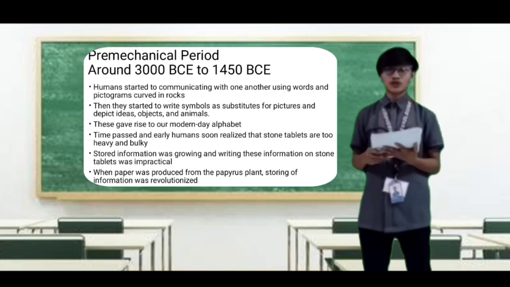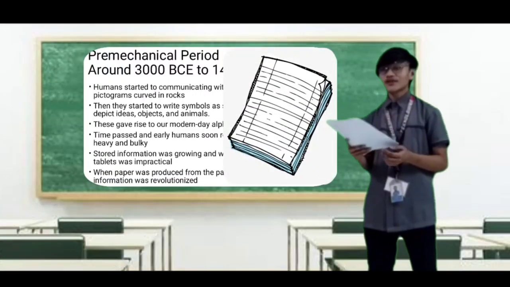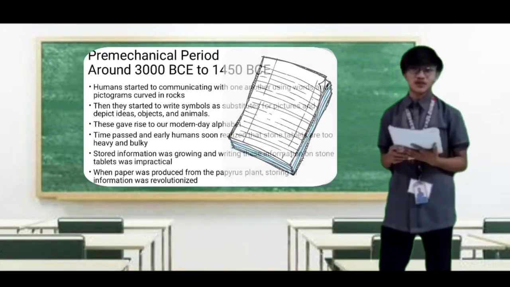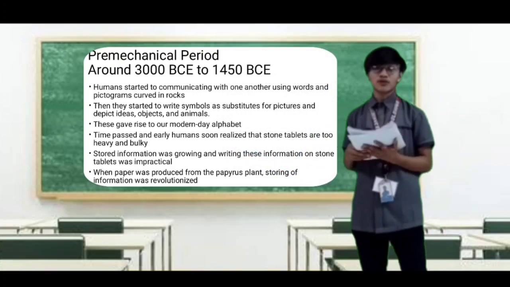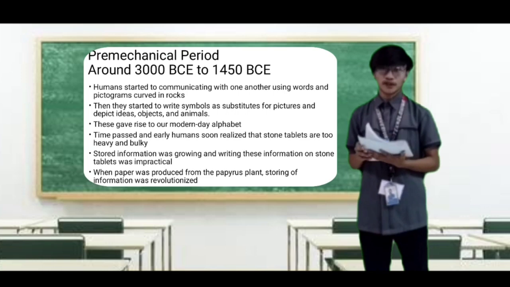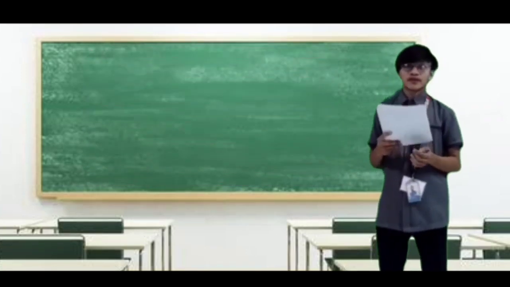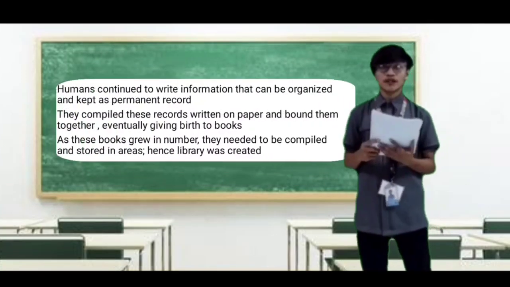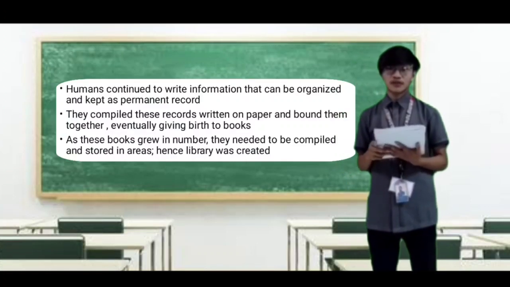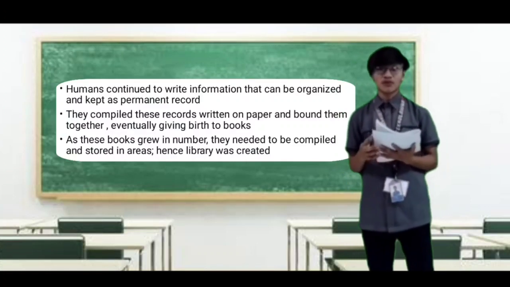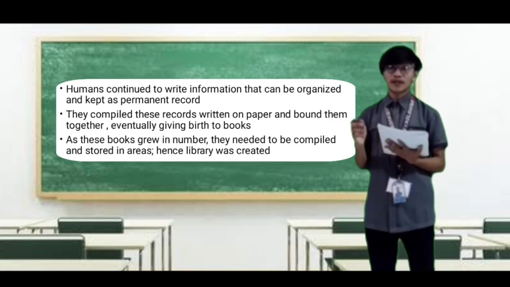So when paper was produced from the papyrus plant, storing information was revolutionized. So even before, they were already using paper to store information. Humans continued to write information that can be organized and kept as a permanent record. So they were already using books so that they could have a permanent record.